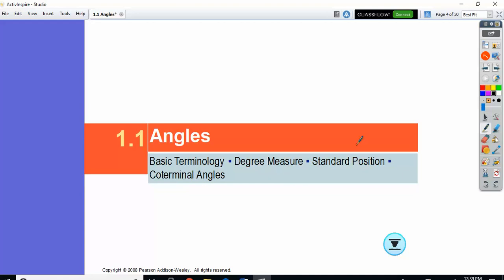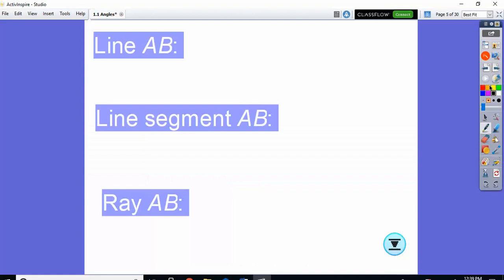See if you guys remember this without looking down at your paper. If I ask you what a line is, line AB, what does that mean? So we have an A, we have a B. Does it stop? No. It keeps going both directions. Notation for that: AB with this line symbol over the top.